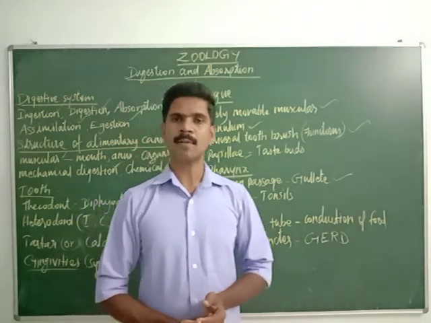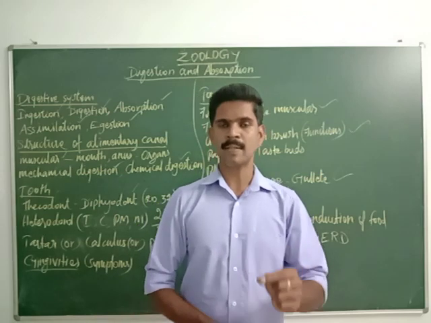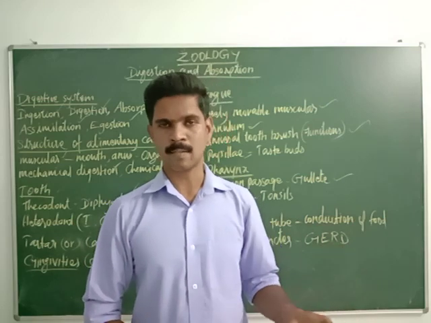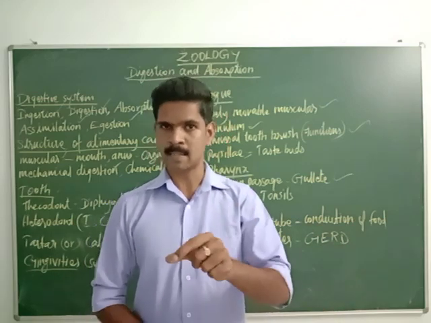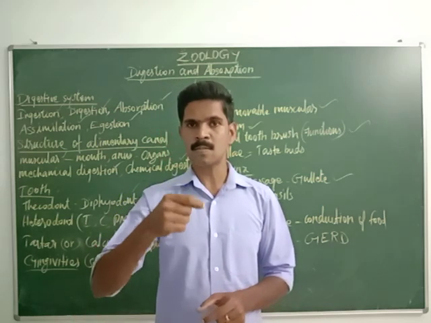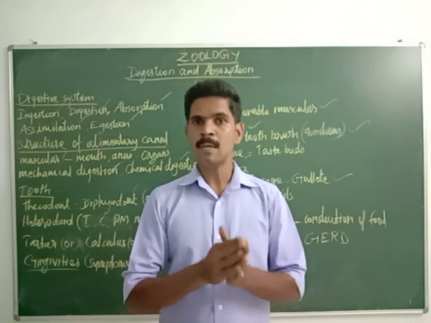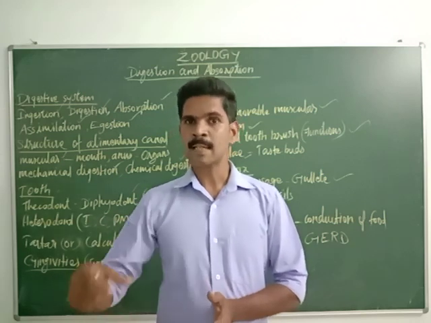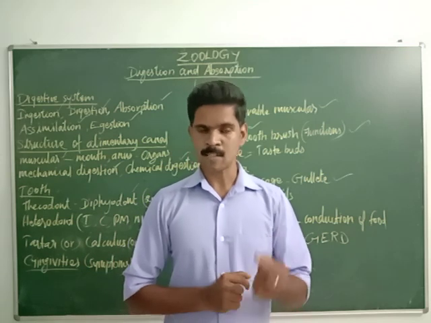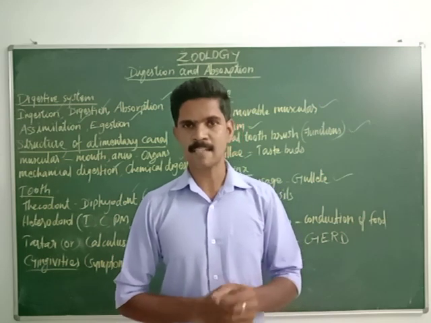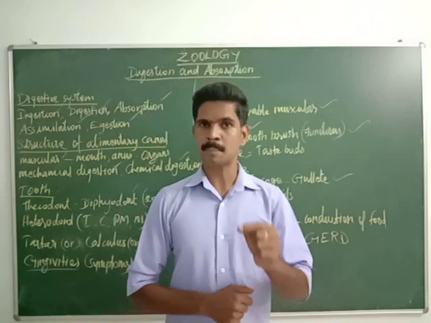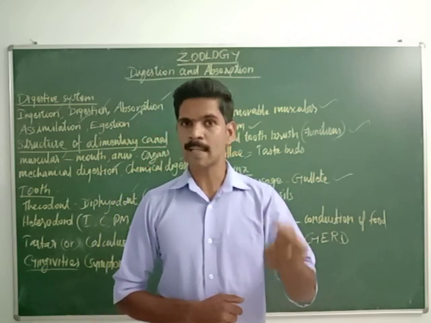The function of this epiglottis is that it prevents the entry of food material into the glottis. Glottis means a small opening of the trachea. The trachea is an organ of the respiratory system. So the entry of food materials into the respiratory system is prevented by this epiglottis. Once again, a small cap-like or flap-like structure is present in the pharynx region. It is called the epiglottis, and it prevents the entry of food material into the glottis.